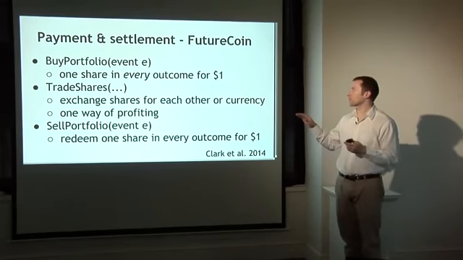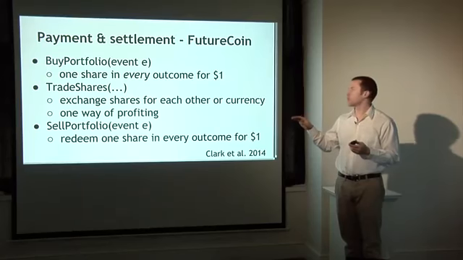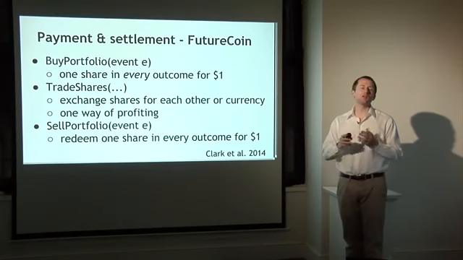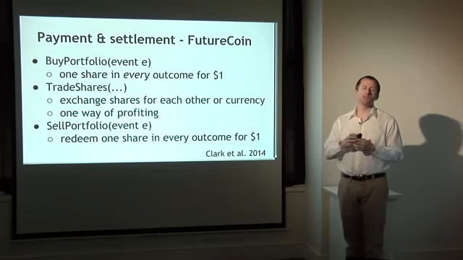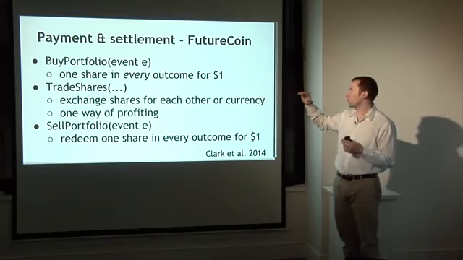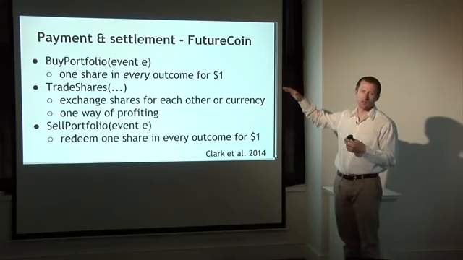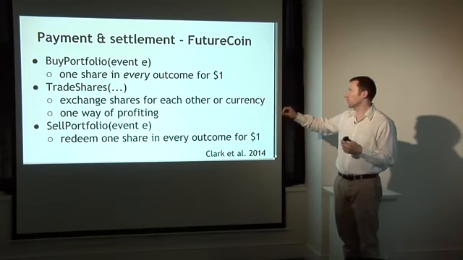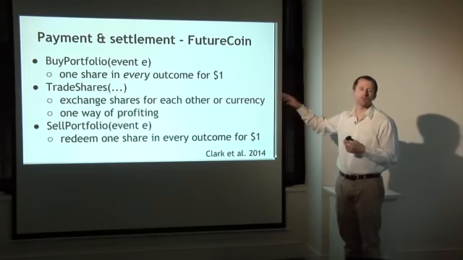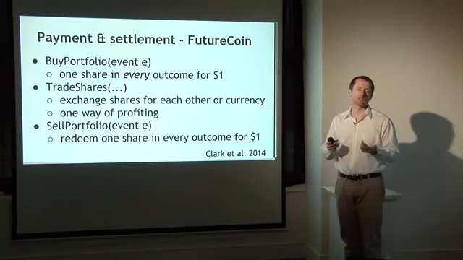And then on the bottom here, there's a sell portfolio, which lets you sell a share in every outcome to get one future coin, one unit of currency back. So obviously those two match. For one future coin, you can buy a share in every outcome, and you can turn a share in every outcome back into one future coin. But you can also trade the shares one for each other, which is much more interesting.